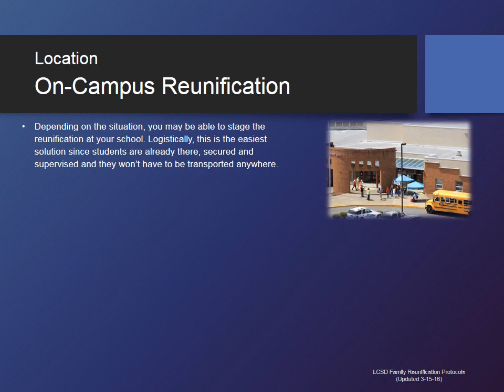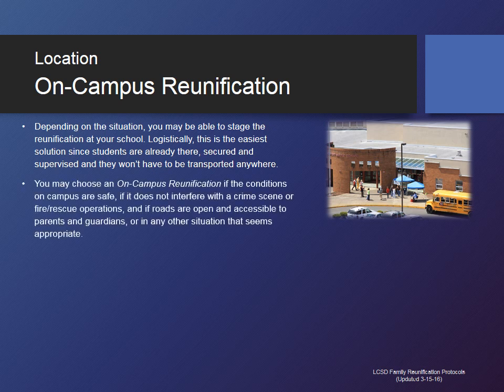Depending on the situation, you may be able to stage the reunification at your school. Logistically, this is the easiest solution, since students are already there, secured and supervised, and they won't have to be transported anywhere. You may choose an on-campus reunification if the conditions on campus are safe, if it does not interfere with a crime scene or fire rescue operations, and if roads are open and accessible to parents and guardians, or in any other situation that seems appropriate.